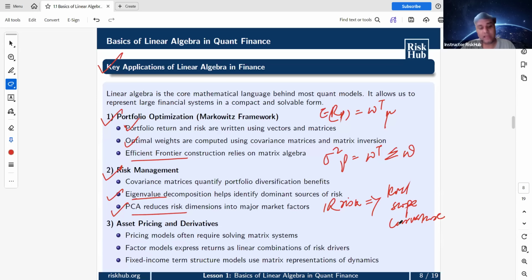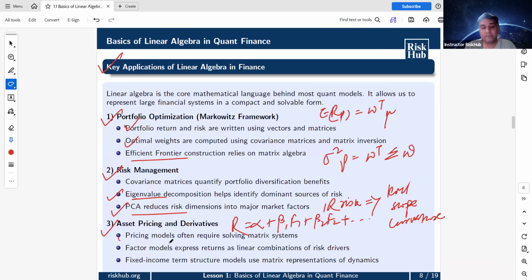And then we have asset pricing and derivatives. What does it mean? Many pricing models are matrix problems. A factor model expresses return as R is equal to alpha plus beta 1 f1 plus beta 2 f2, right? And all those things. And in fixed income, term structure models also use matrices to describe movements. So linear algebra is not theoretical; it is the engine room of quant finance, right?